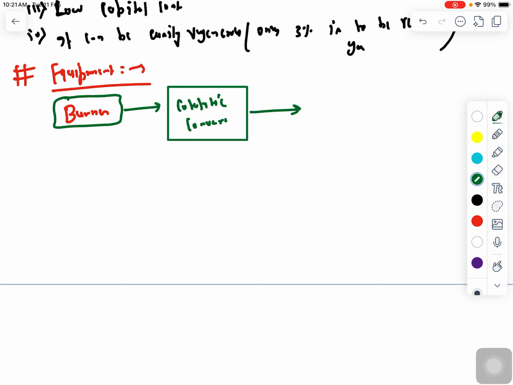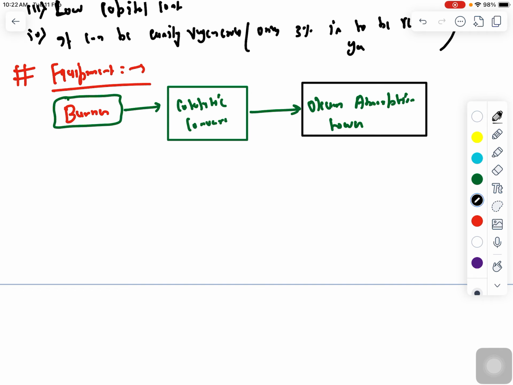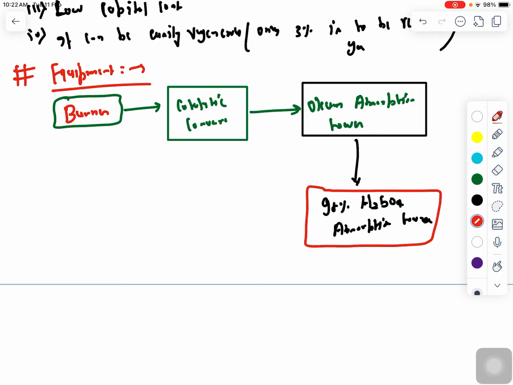And again, then you need an oleum absorption tower, because SO3 is not very absorbable in water, so you require oleum. That's why the oleum absorption tower. And after that, there is the 98% H2SO4 absorption tower, where oleum is absorbed or diluted with water to form the H2SO4. So this step is very important: burner, catalytic converter, oleum absorption tower, and 98% H2SO4 absorption tower.